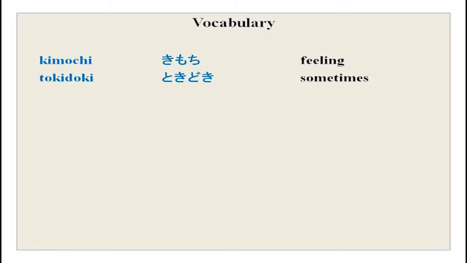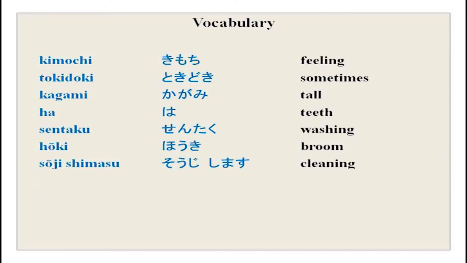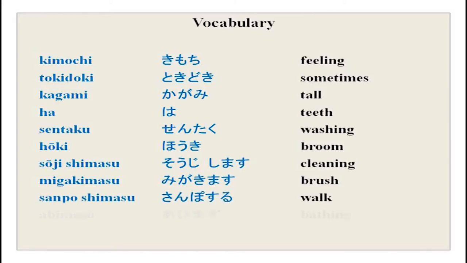We have some more vocabulary today. Kimochi, tokidoki, kagami, ha, sentaku, hōki, sōji shimasu, migakimasu, sanpo shimasu, abimasu. So, the meanings are given over here. You can go through the meanings.